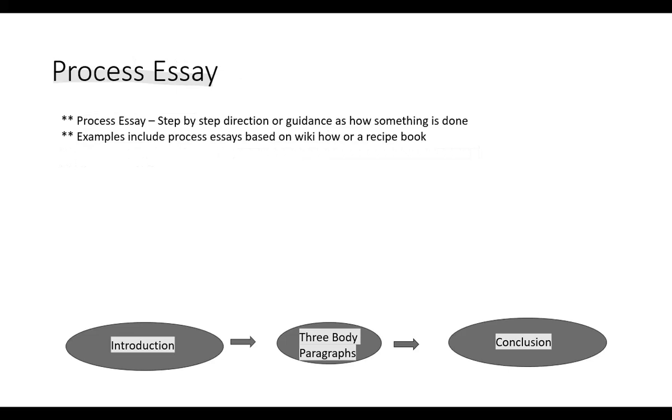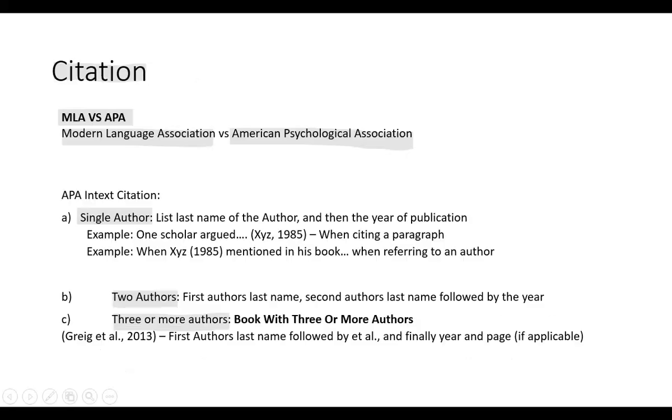A process essay. When it comes to process essay, these are basically step-by-step directions or guidance as to how something is done. Examples include your essays based on wiki or a recipe book. Again, you have your intro, your three body paragraphs, and your conclusion.